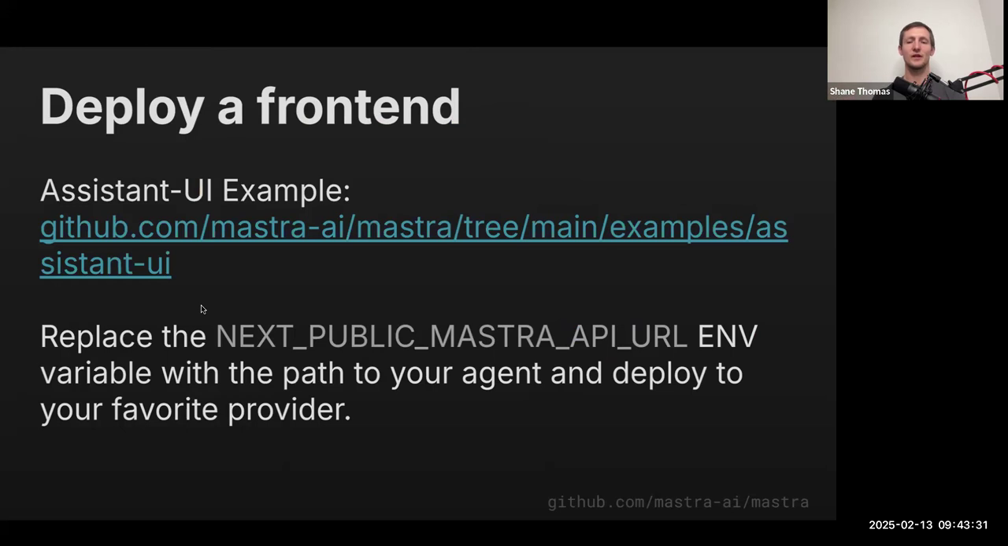But if we wanted to deploy a front end to connect to our backend, Assistant UI is basically a way to really spin up chat assistants really quickly. So we have an example using that. You could grab that code, just swap out the Mastra API URL and point it at your agent, and you could have a fully working front end deployed to Netlify, to Vercel, to any other front end hosting platform pretty quickly with just one line of code in an env file, basically.